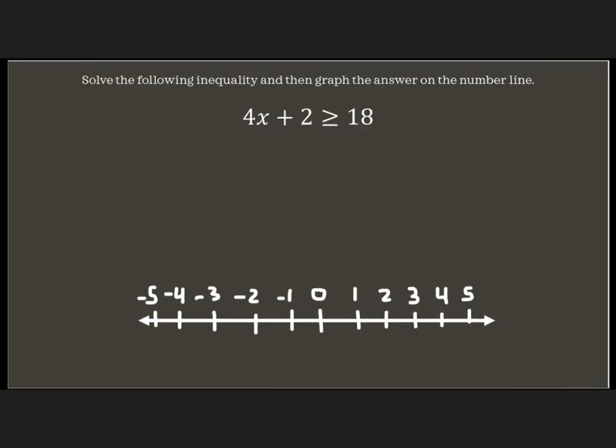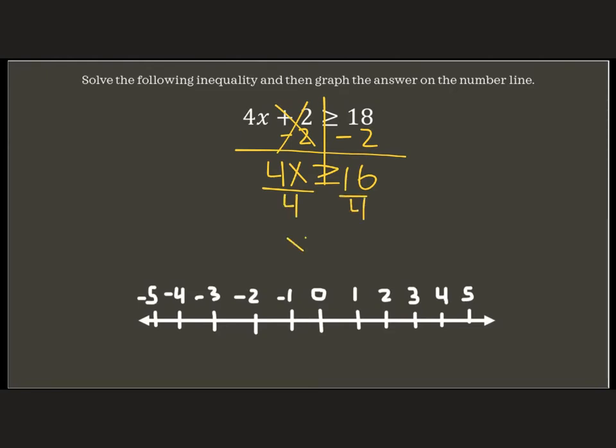All right, same thing. It's just a two-step problem this time. So subtract 2, subtract 2. We're left with 4x is greater than or equal to 16. Divide by positive 4. So x is greater than or equal to 4. No need to flip the sign here because we did not multiply or divide by a negative number.